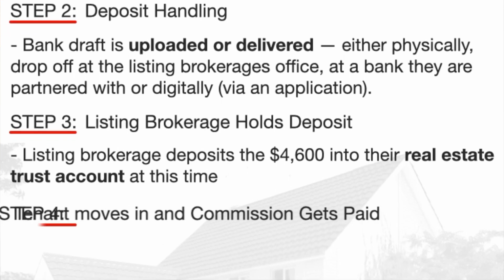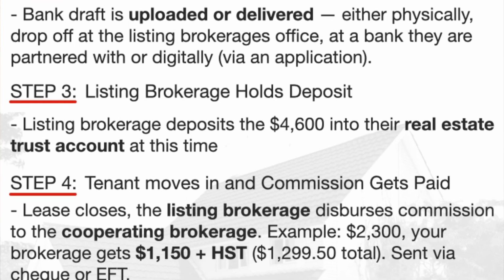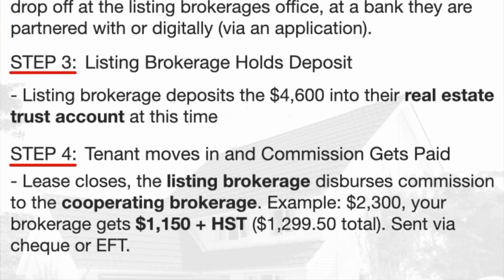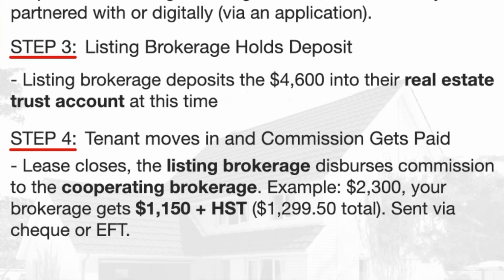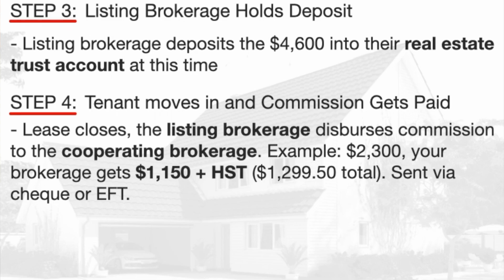Step 4, the tenant moves in and commission gets paid. After the lease closes, the listing brokerage is responsible for dispersing commission to the cooperating brokerage. We'll do an example on this one that again is the usual of what happens the most. If commission is 1 month's rent split 50-50, so if $2,300, your brokerage gets $1,150 plus HST, total $1,299.50. The listing brokerage sends this to your brokerage, typically via check or EFT after the lease starts or upon mutual agreement. Some offices actually pay out earlier, but that is usually the timing of that payment.